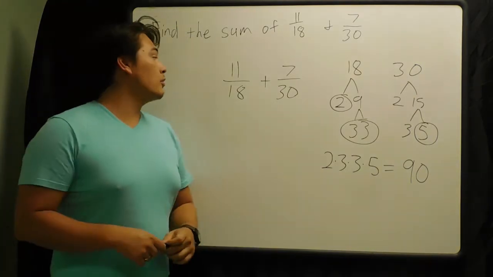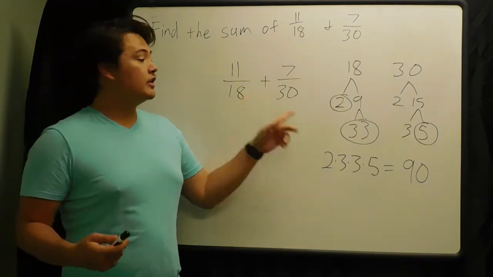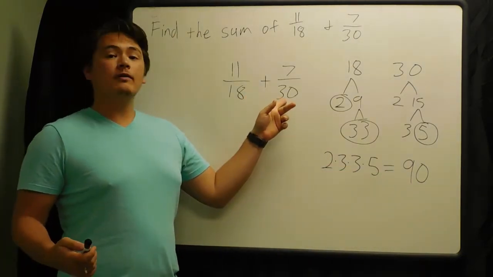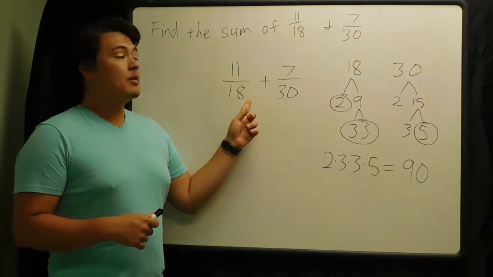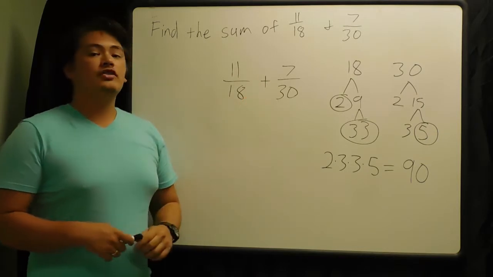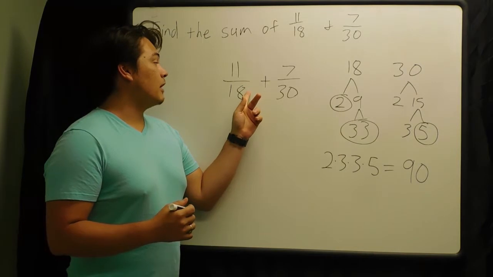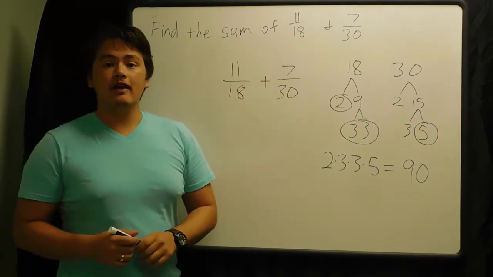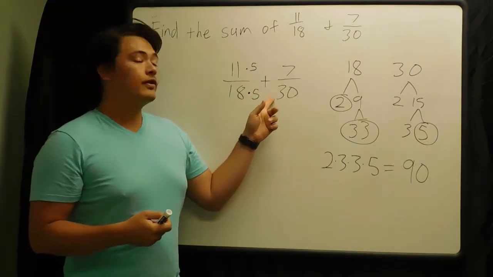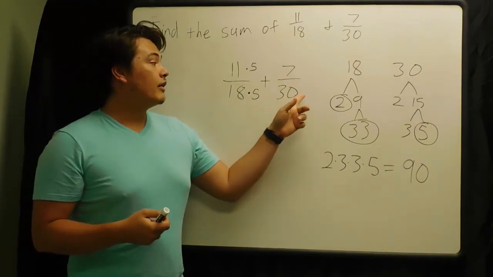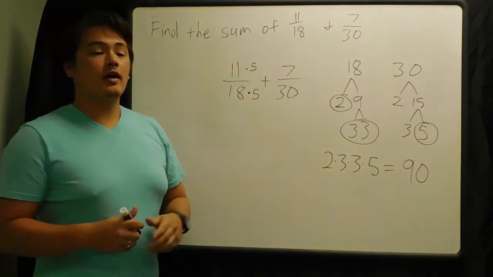So what I'm going to do is change 18. I'm going to multiply 18 by a number to give me 90, and I'm going to do the same thing for 30. But whatever I do at the bottom, I'm also going to do at the top. So for 18, I need to multiply 18 by 5, and I'm also going to multiply 11 by 5. And I'm going to do the same thing for 7 and 30. I need to multiply 30 by 3 to give me 90, and whatever I do at the bottom, I also have to do at the top.